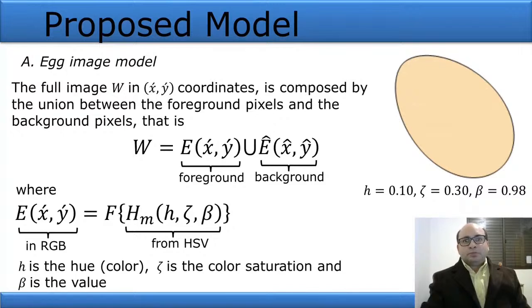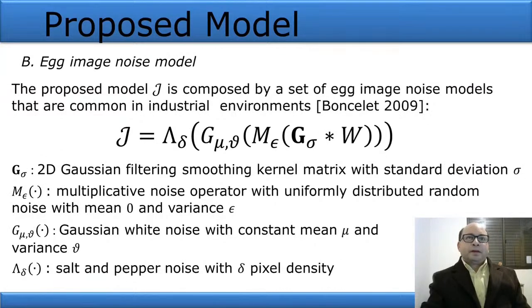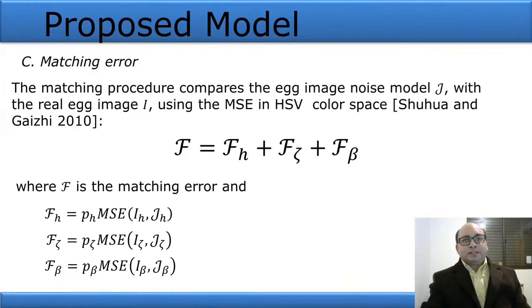The full image W is composed by the union between the foreground pixels and the background pixels. W is in an RGB color space from an initial HCV color space. The proposed model J is composed by a set of egg image noise models that are common in industrial environments. The W image is filtered by a Gaussian kernel, and 3 kinds of noise are added: multiplicative noise, Gaussian white noise, and salt-and-pepper noise. The matching procedure compares the egg image noise model J with the real egg image I using the MCE and HCV color space.